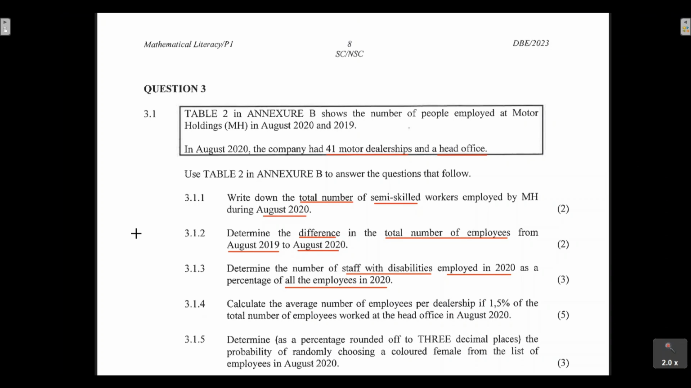Okay, so that is what we're going to do, and that is how we're going to think when we try to approach this question. We're first going to write down the value of the staff with disabilities in 2020. Then we're going to write down the number of staff that was employed in 2020, and then we want to take it from there.